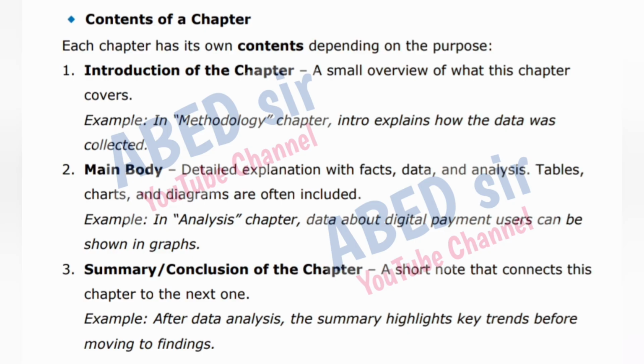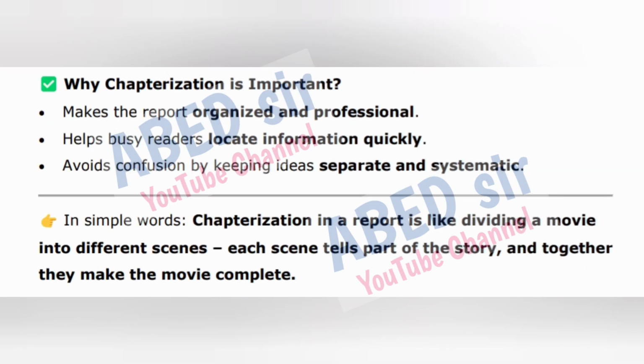3. Summary, conclusion of the chapter, a short note that connects this chapter to the next one. Example, after data analysis, the summary highlights key trends before moving to findings. Why chapterization is important? Makes the report organized and professional. Helps busy readers locate information quickly. Avoids confusion by keeping ideas separate and systematic.